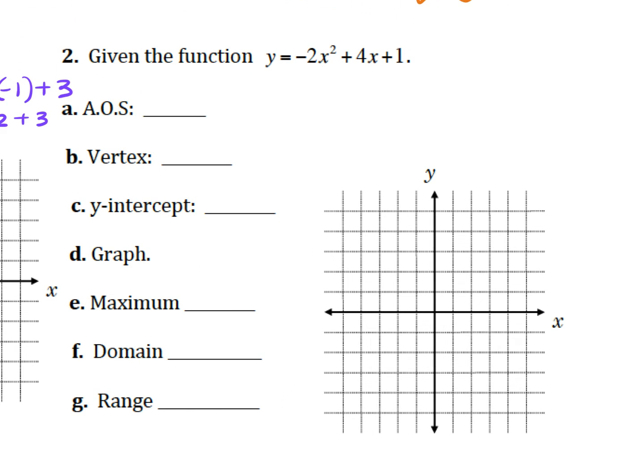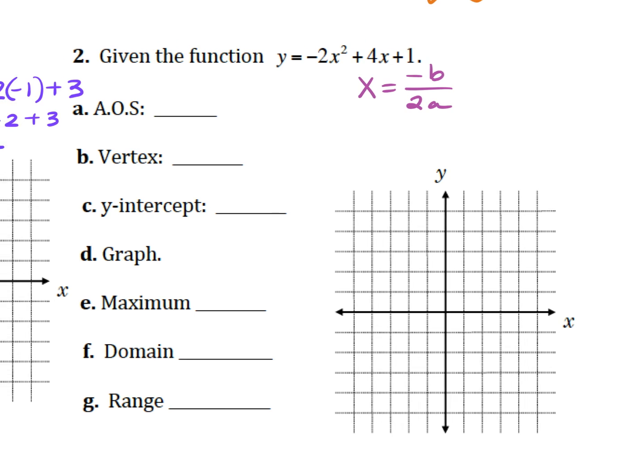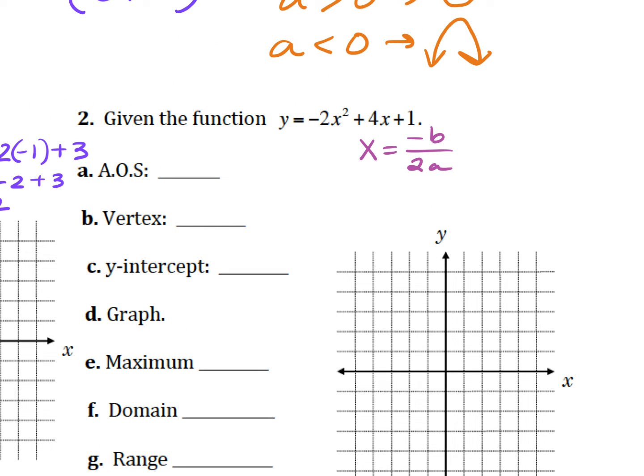What's the equation for the axis of symmetry? -b over 2a, okay? So here's your numbers. What's your a value? -2. What's your b value? 4. What's your c value? 1. Okay, so that's your a, b, and c every single time, okay?